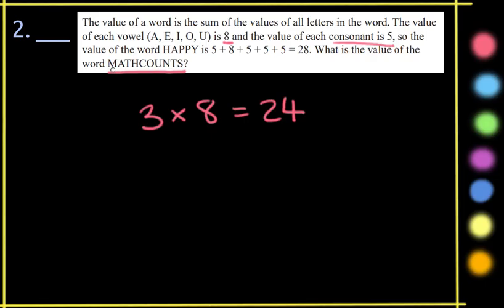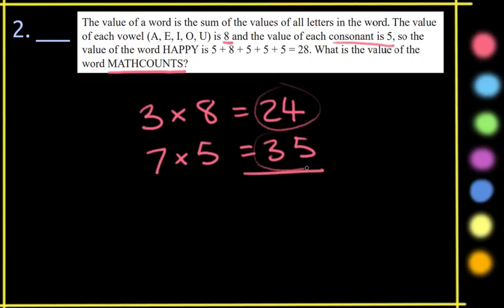How many letters are there in mathcounts? There's 6 plus 4 is 10. So that means there must be 7 consonants, which are each worth 5 points. That gives you 35 for the consonants. And so the total value of the word is just the sum of the value for the vowels and the value for the consonants. And so that's going to give you 59. So the answer for this one is 59.